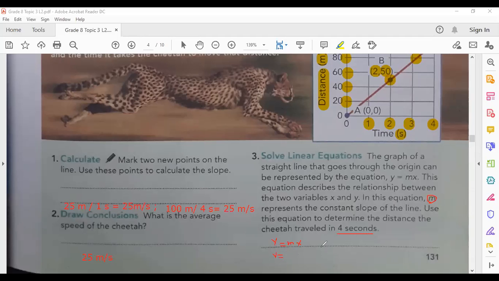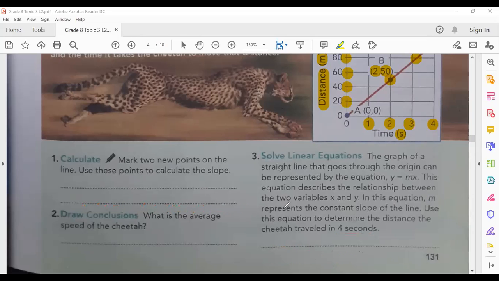So x is what? Nasreen, what should we do? Y equals how much? 25x, multiplied by what? X, which is 4. 4 seconds, which is equal to what? 100. Now, what is the unit here? Meters. Let's go over it once more.